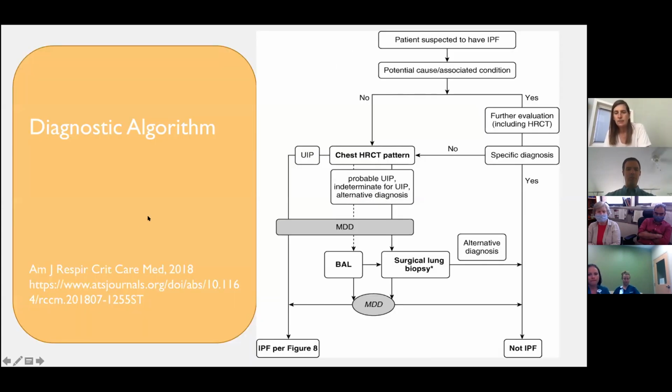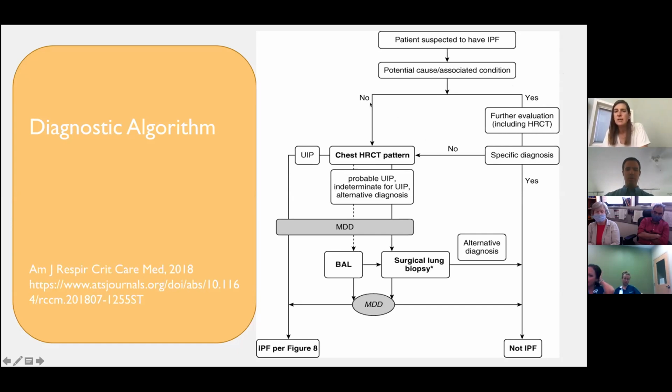So this is the diagnostic algorithm from the guidelines, and I'll walk you through how we do this from a clinical perspective. A patient might be suspected to have an ILD for whatever reason. As a pulmonologist, you've sorted out that they're coughing or short of breath, and you've put this on your radar. Then you start to think about why they would have it, whether there's a potential cause or associated condition. If so, you say, well, this is probably a disease from X, Y, and Z, your exposure, your autoimmune disease or whatever. You get some imaging, get a diagnosis, and then you know that it's not IPF and you treat accordingly.